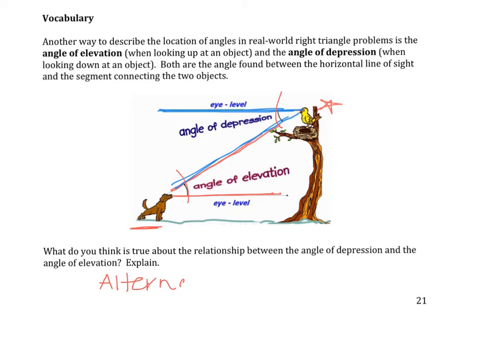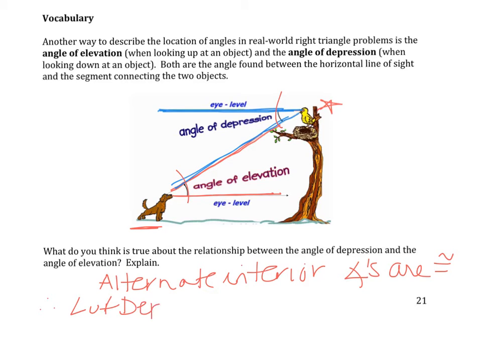Alternate interior angles are congruent, therefore angle of depression is equal to the angle of elevation.